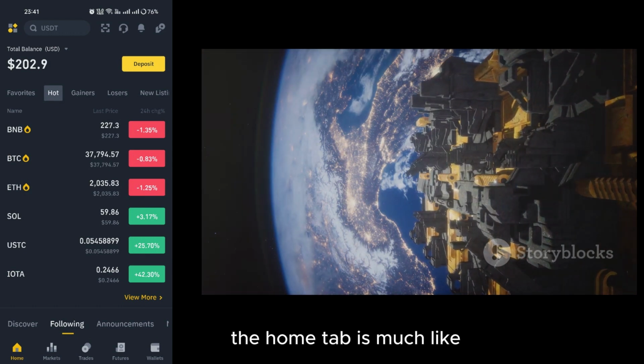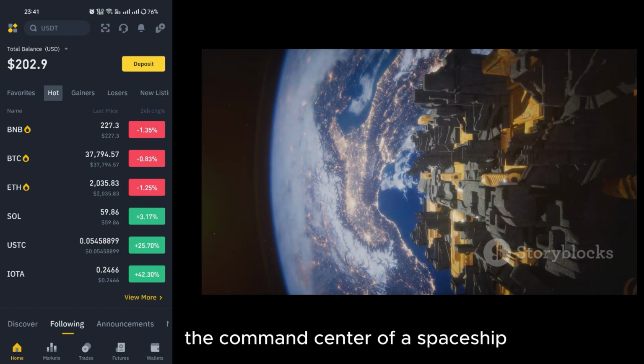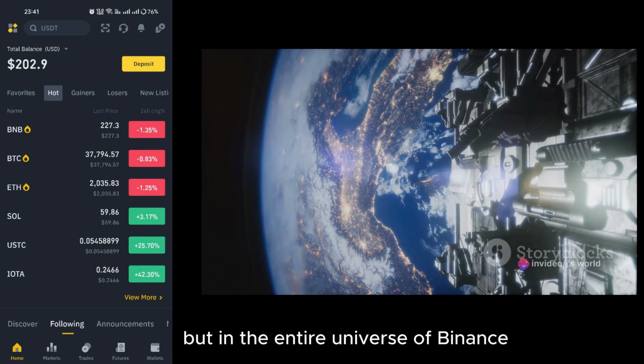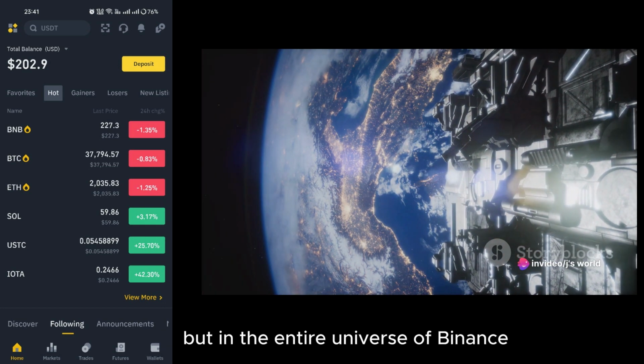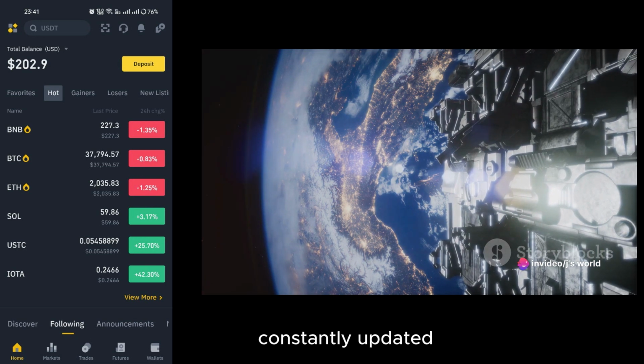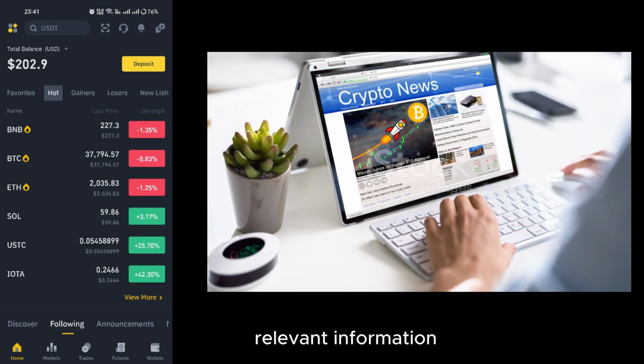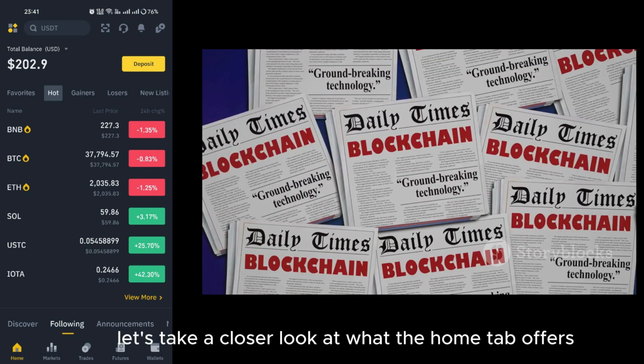The Home tab is much like the command center of a spaceship. It's where you get an overview of what's happening, not just on your account, but in the entire universe of Binance. It's a dynamic space, constantly updated, always providing you with fresh, relevant information. Let's take a closer look at what the Home tab offers.